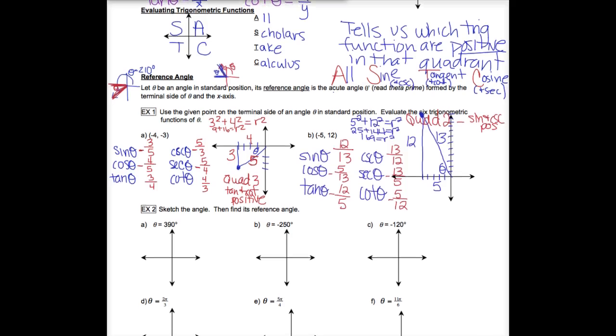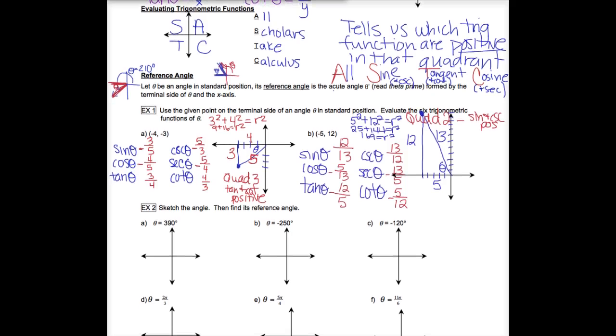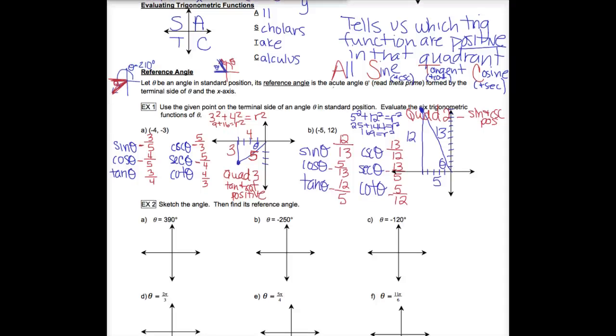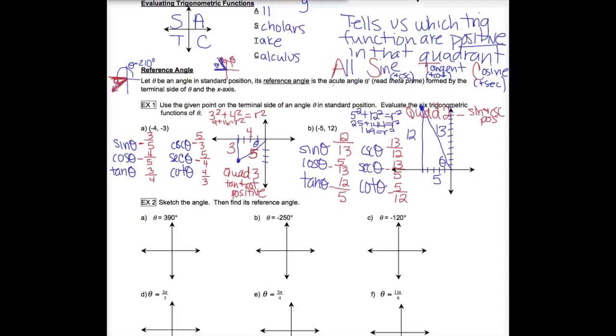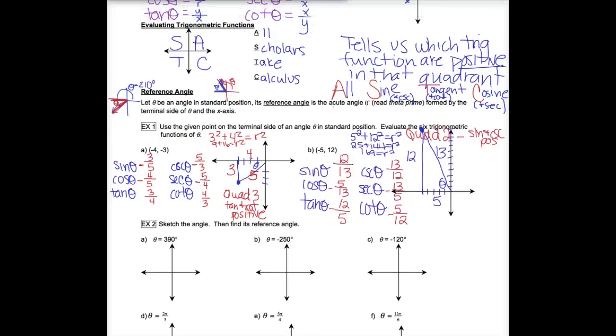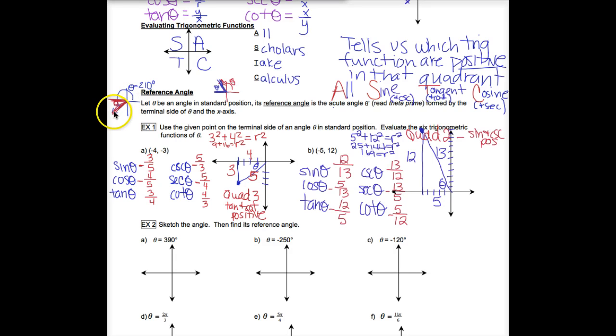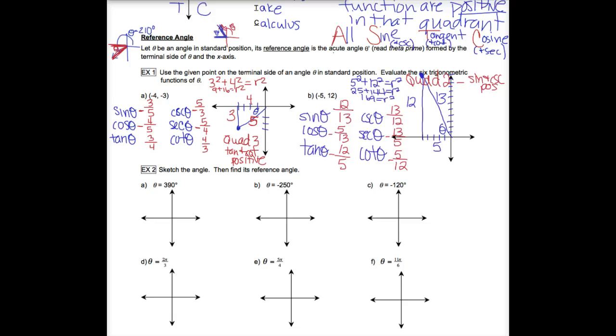All right, example 2, much shorter than the example 1s. Example 1s take much longer. Example 2, all it's asking us to do is sketch the angle, which we already did in 13.2a, so you should know how to sketch the angle. Then it's asking you to find its reference angle. So we need the sketch first. Once we find the sketch, we just have to find the terminal side and the x-axis. That will be our reference angle.